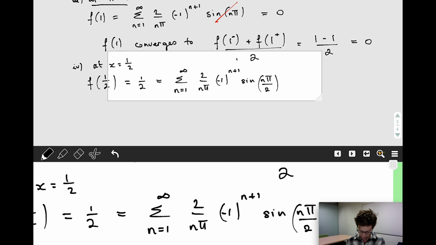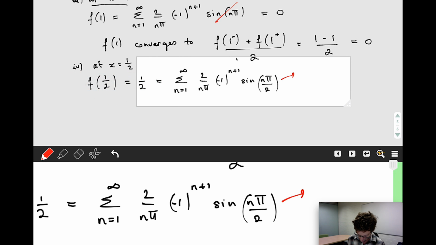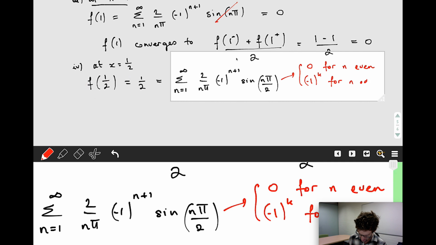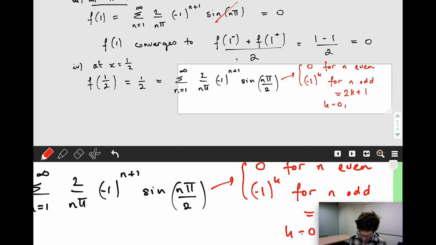Now sine n pi over 2 was one of the series that we looked at in an earlier lecture. It was equal to 0 for n an even number, and it was equal to minus 1 to the power of k for n odd. That is, n is equal to 2k plus 1, for k equal to 0, 1, 2, 3, and so on. So we can check that.